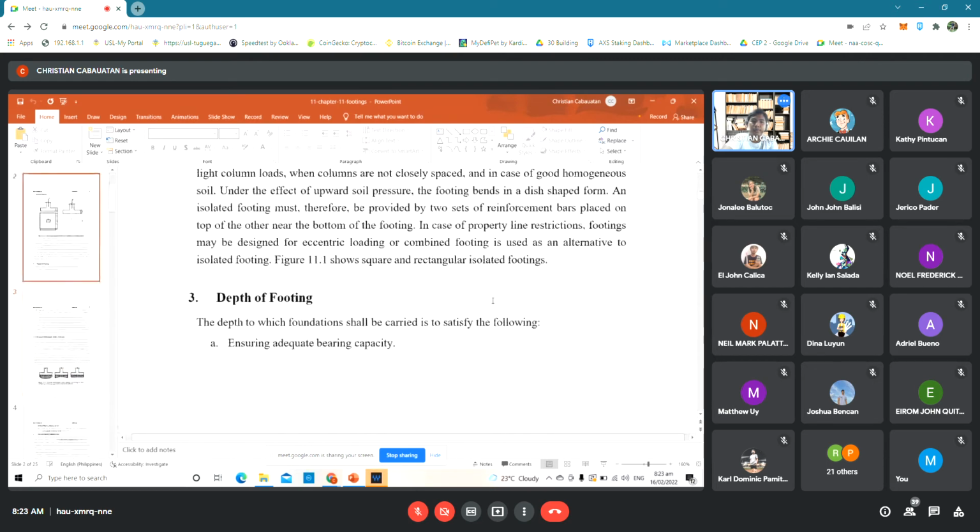So, we go now to the depth of the footing. The depth to which the foundation should be carried is to satisfy the following considerations. There are many considerations when designing a footing so that it would be safe for our building. The first one is ensuring adequate bearing capacity. We keep repeating this, its bearing capacity. The stress should not exceed the soil bearing capacity.